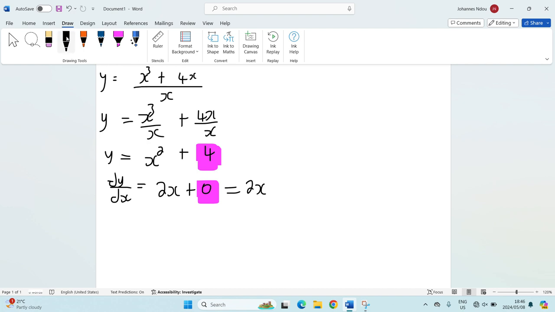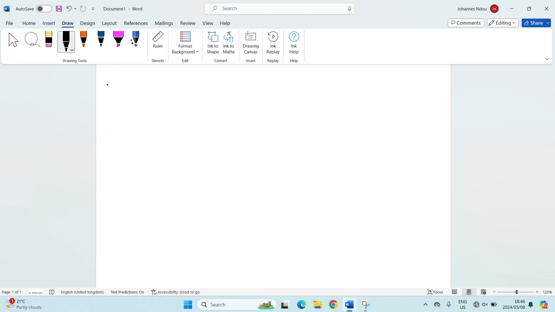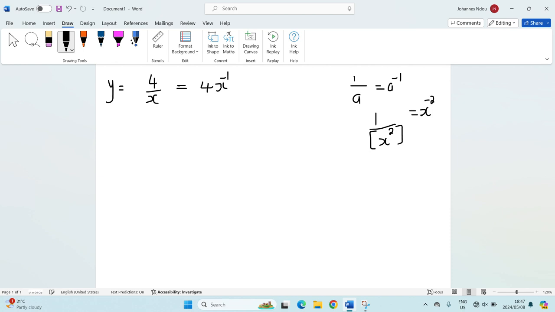Okay, let's have a different one. Suppose it's given in the form y is equal to 4 over x. So now the question is, how do we differentiate this? Remember from laws of exponents, 1 over a is equal to a to the power of negative 1. And therefore, if I've got 1 over x squared, I can take this x squared as my a and write this in the form x to the power of negative 2. This is equivalent to this. So now this means I can write 4 over x as 4x to the power of negative 1.